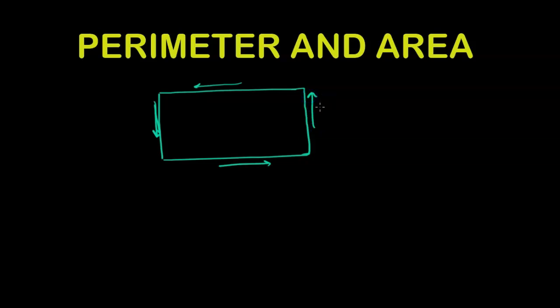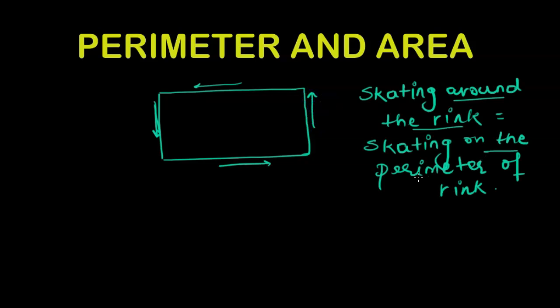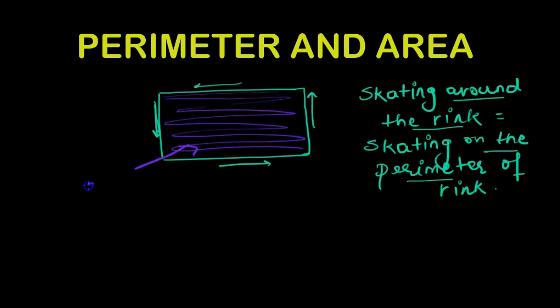In this video lesson, we will learn how to find perimeter and area. Let's first understand what perimeter and area are. Let's say this is a skating rink. If we are asked to skate around this rink, just go around the rink all the way around. That means we are asked to skate on the perimeter of the rink. And if we are skating in this portion of the rink, this means skating on the area of the rink.